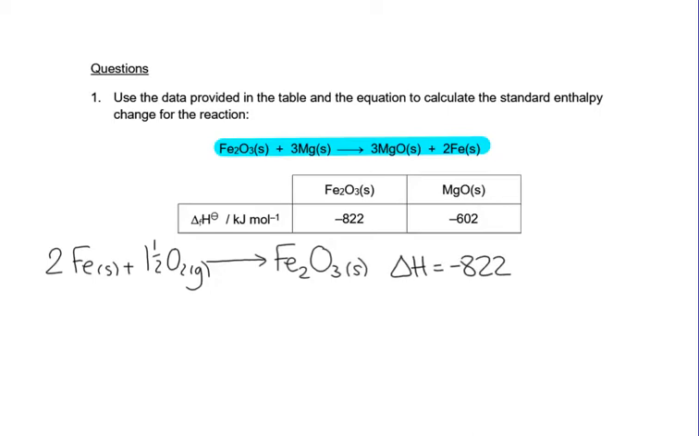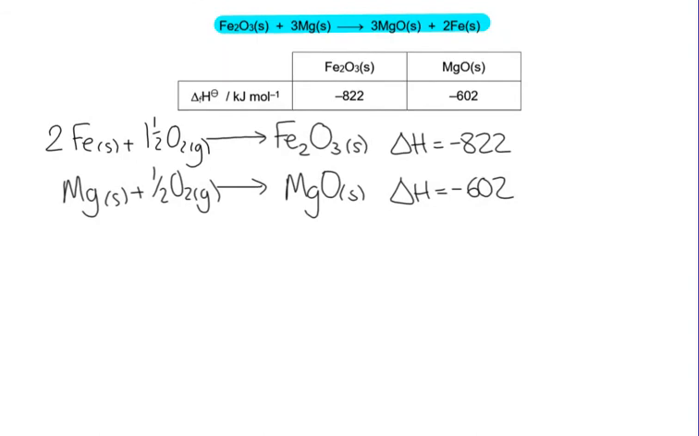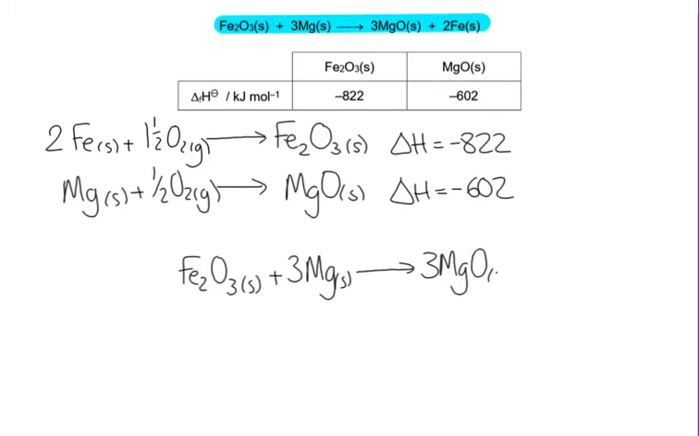The next thing in the table tells me that 1 MgO solid has a delta H when it's formed of minus 602. That's formed from a magnesium and half a mole of oxygen gas. So that's the data in the table. And what are we trying to find out? So remember, we're trying to find out Fe2O3 solid plus 3Mg solid goes to 3MgO solid plus 2Fe solid. That's our unknown x. That's our equation that we're trying to calculate for.